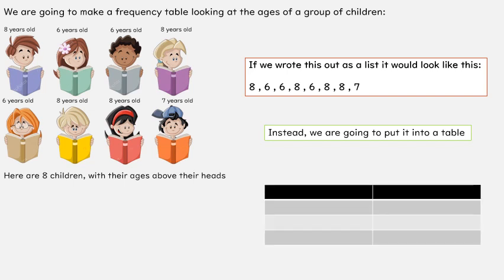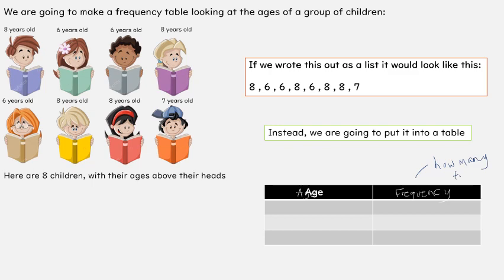So I've drawn a little table like this. And in the first column, we're going to put a heading. What we're looking at is the age of the children. So age is going to be the heading at the top. And the thing we're going to put on the right here is frequency. Well, what does frequency mean? Frequency just means how many times.